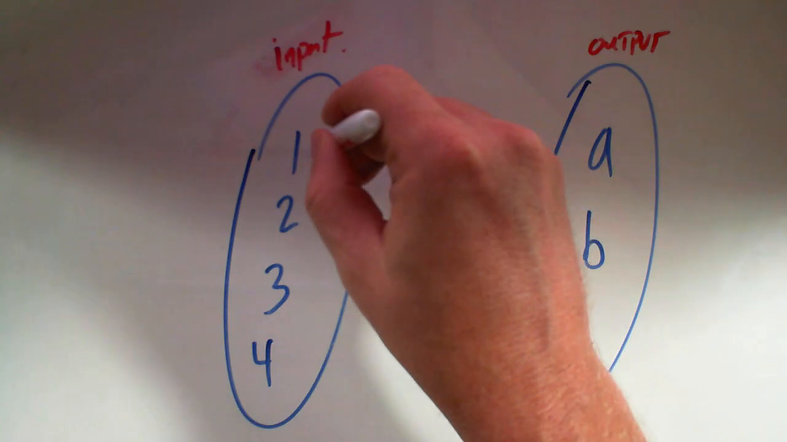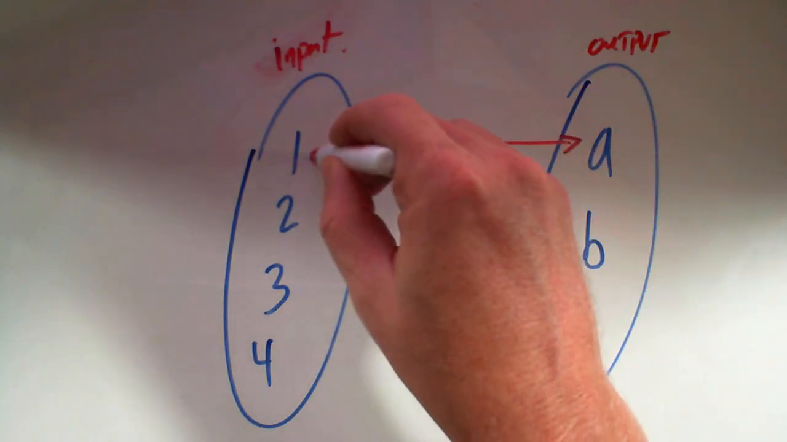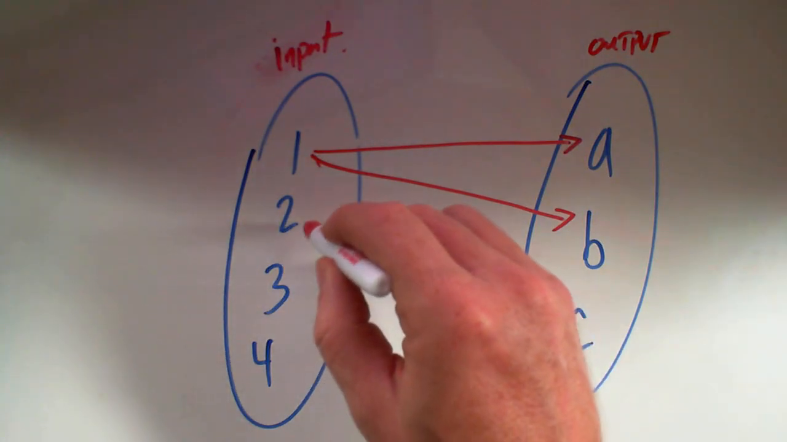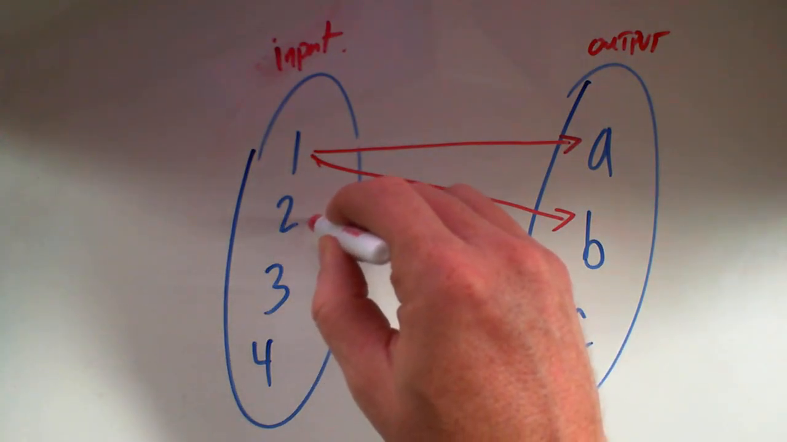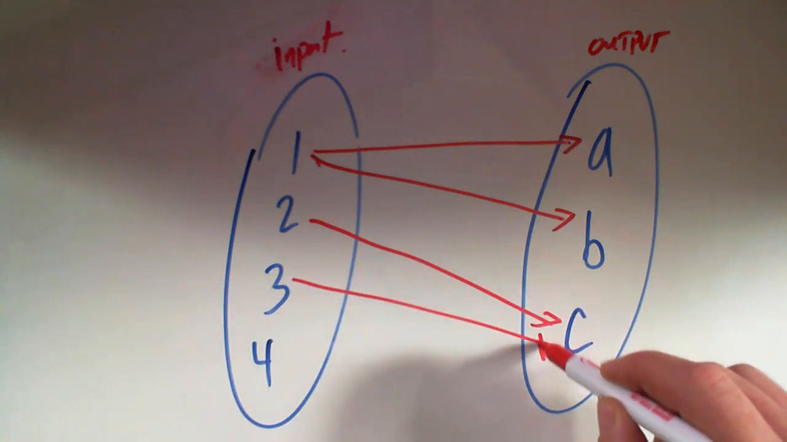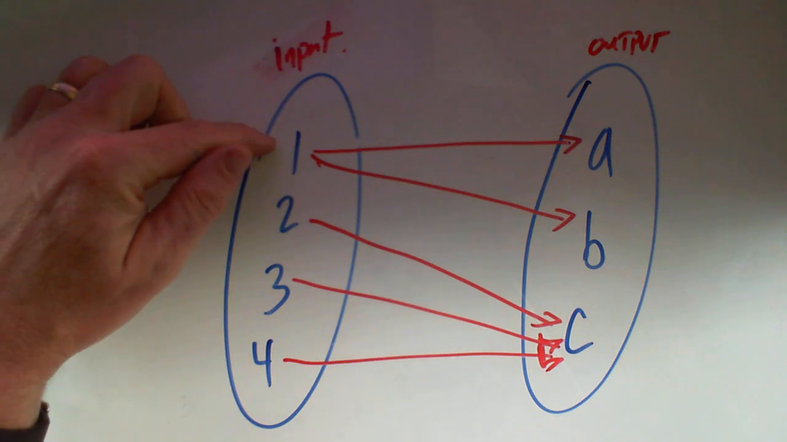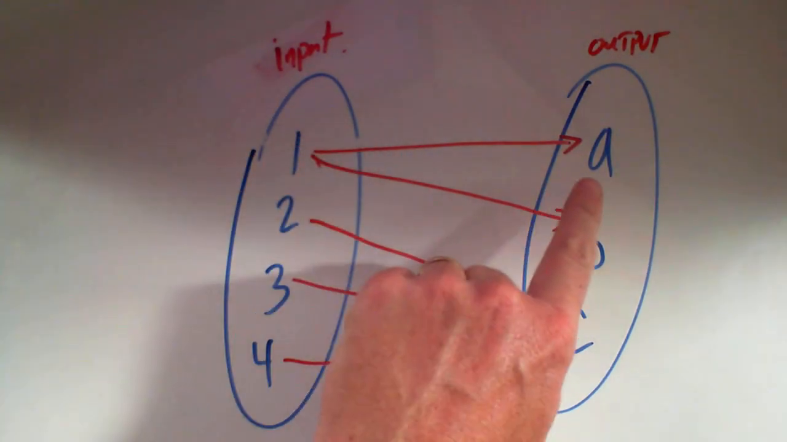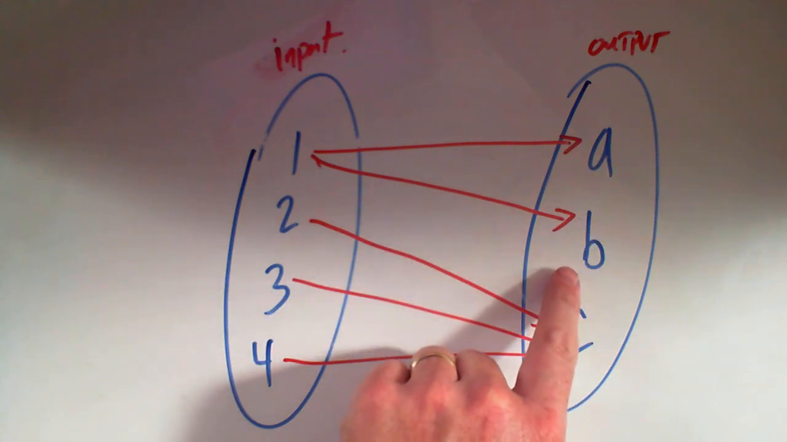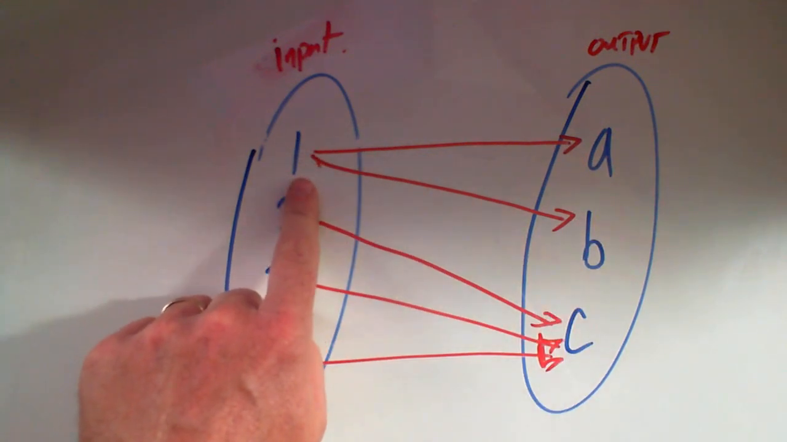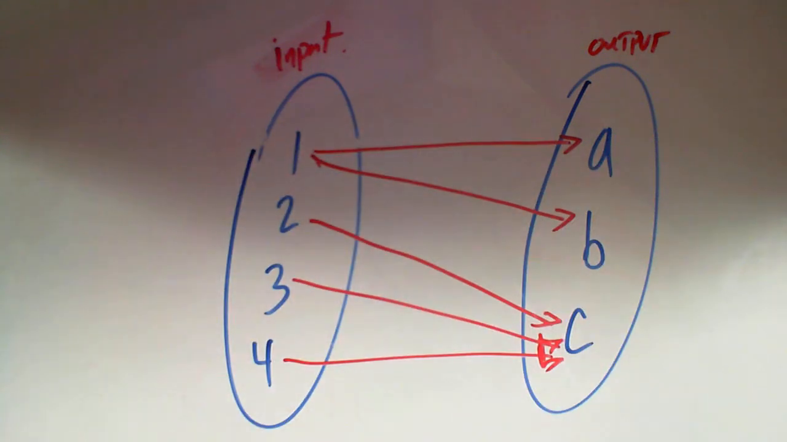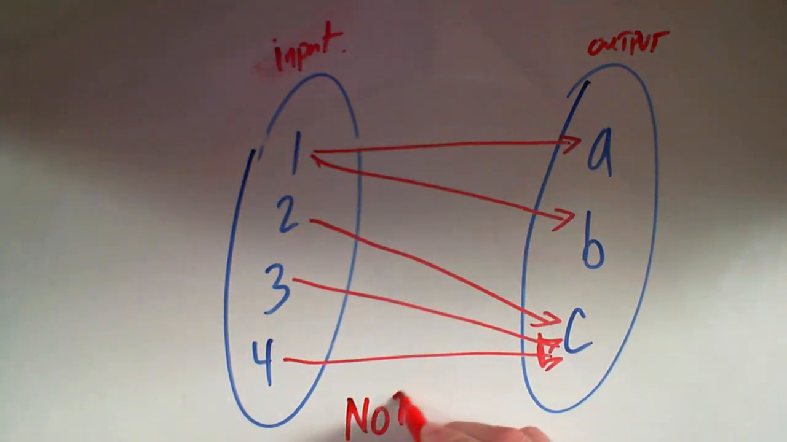as we come, we see that 1 goes to A, 1 also goes to B, 2 goes to C, 3 goes to C, 4 goes to C. So all of that is okay. Having 2, 3, and 4 all go to that exact same output value is not a problem. This is not a function because this input value of 1 has 2 different output values associated with it. So because of this 1 having 2 outputs, this is not a function.